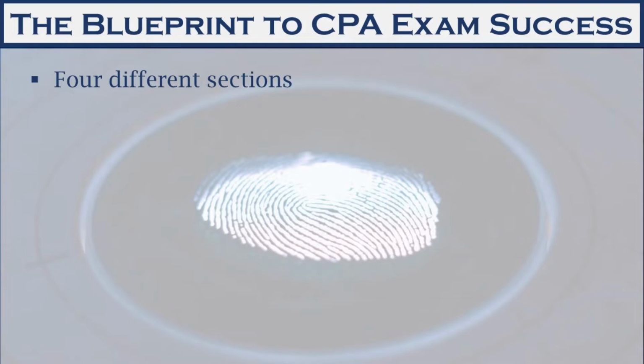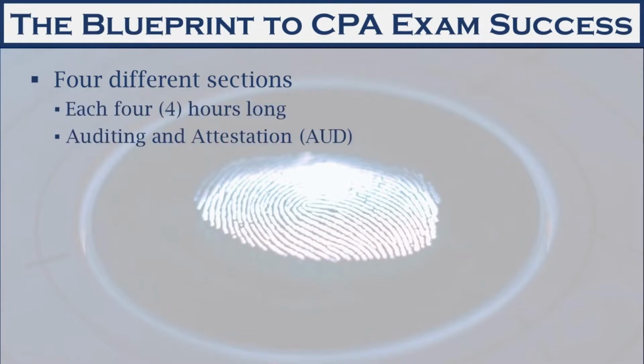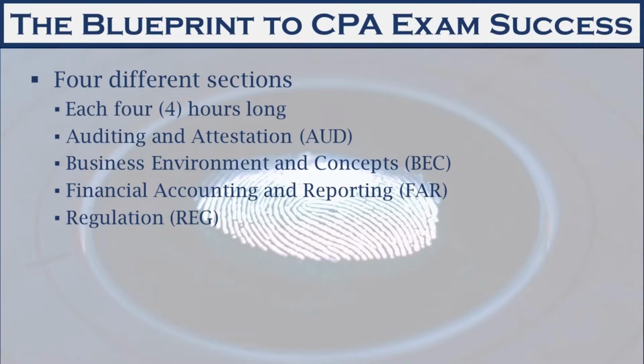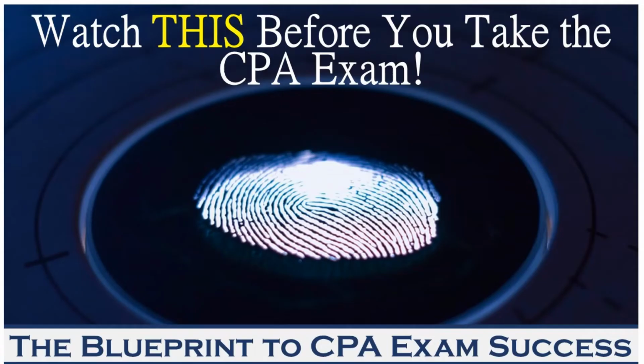The Uniform Certified Public Accountant Exam, or CPA exam, is comprised of 4 different sections, each being 4 hours long: auditing and attestation, business environment and concepts, financial accounting and reporting, and regulation. Here's what you should know before you take the CPA exam.